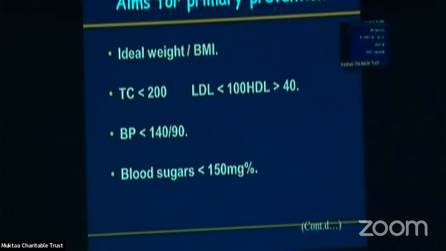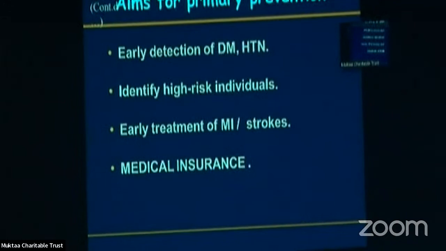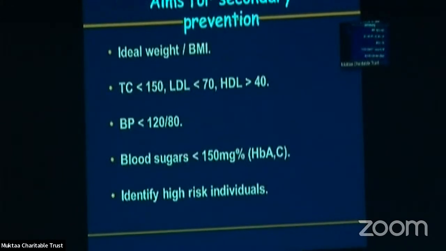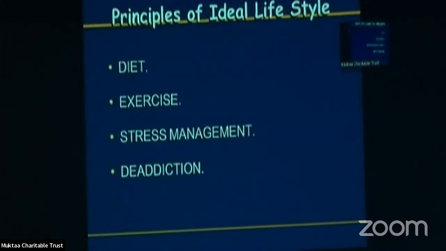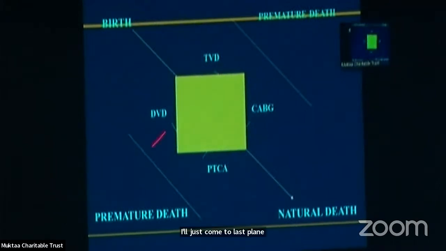For primary prevention and secondary prevention, the ideal goals are that BMI and cholesterol should be under control and blood pressure should be normal. Height in centimeters minus 100 should be his ideal weight. If height is 164 centimeters, minus 100 should be his ideal weight. Again, medical insurance is needed. I will just come to the last slide. This is the last slide.